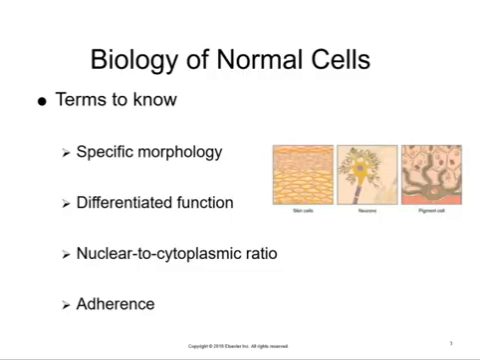Because they are all different, each cell also has a specific and differentiated function that it performs within the body to carry out its normal functions. An example of this would be the cells in the heart. You can see that they have a different size, shape, and function than the cells in the intestinal tract.